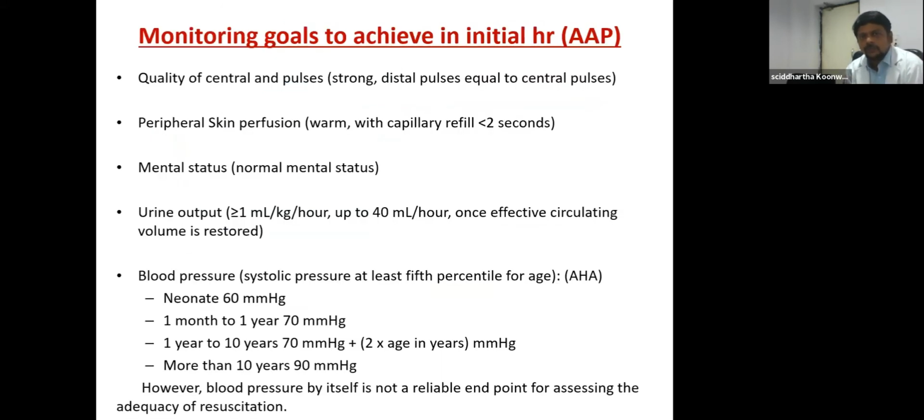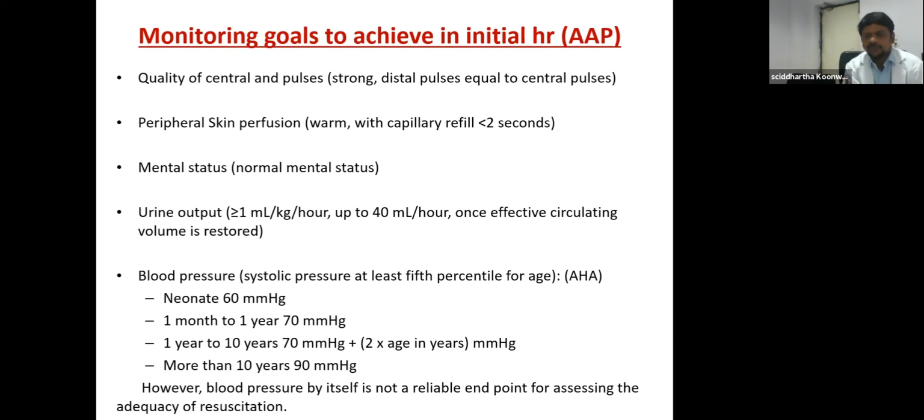Now, what are the monitoring goals we have to achieve according to the American Academy of Pediatrics? We have to look for quality of both central and peripheral pulses. Both should be strong, and distal pulses should be equal to the central pulses. We look at peripheral skin perfusion; the periphery should be warm. Capillary refill time should be less than 2 seconds. Mental status of the patient should be normal. Urine output should be more than 1 ml per kg per hour. And the blood pressure should be above the 5th centile for that age.